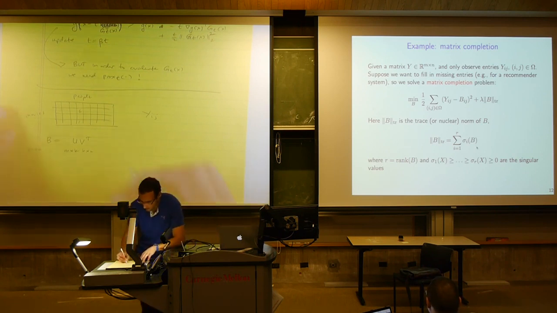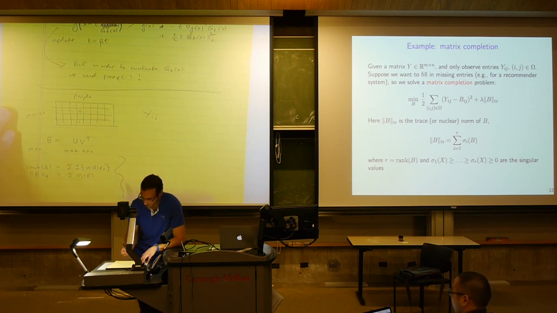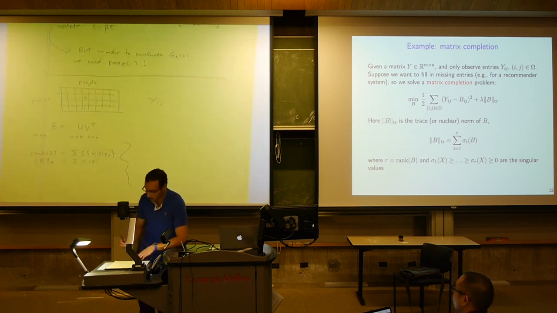Okay, so maybe the analogy you can keep in mind is the rank of B, right? It's the number of times that I scan through its singular values and I count when they're non-zero. The trace norm of B, or the nuclear norm of B, is the sum of the singular values. Okay, it's the sum of the singular values themselves. And the analogy here is like, this is matrix world.